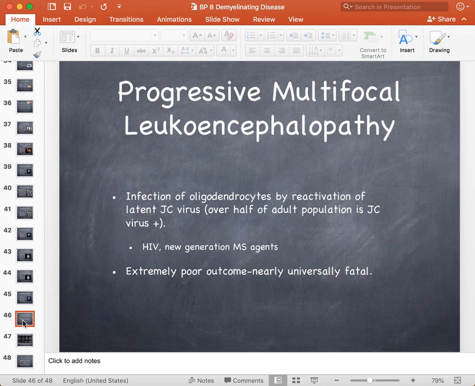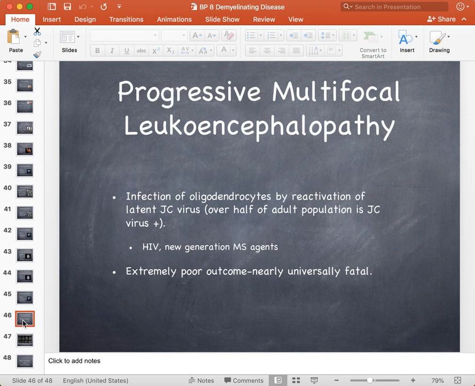pathologies. In addition to being associated with HIV/AIDS, however, it is also commonly seen with those new generation MS agents that we were talking about. So you have this situation where patients unfortunately have to take a bit of a risk: in order to save their white matter from demyelinating disease attacks, they do open the door slightly to increased risk of progressive multifocal leukoencephalopathy.